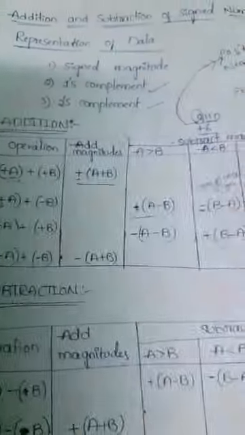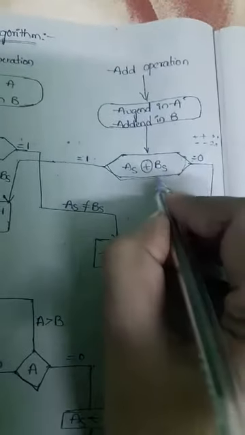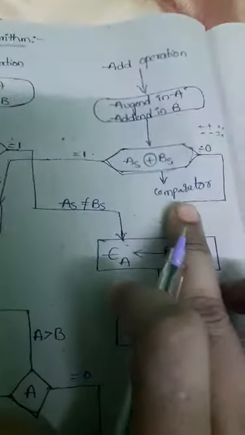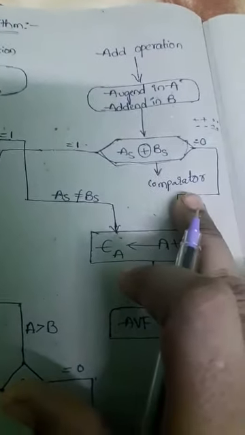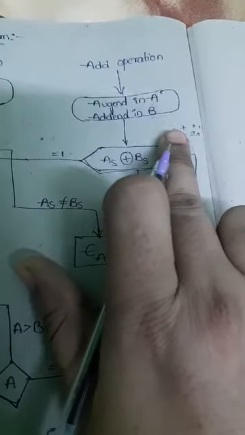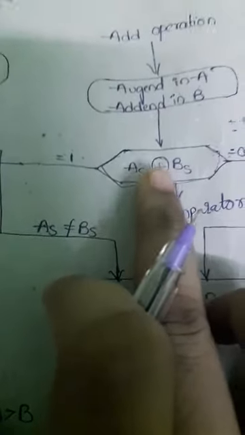For that purpose we have taken a comparator. This block we are calling the comparator. We can add the magnitudes now, so for the adding purpose we take the comparator block here. Using this comparator we can compare the two sign bits, that means whether each is positive or negative. For comparing we are performing the exclusive OR operation. You know the symbol, this one is the XOR operation symbol.